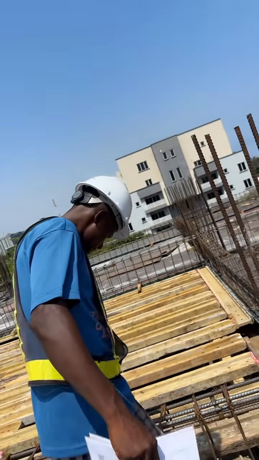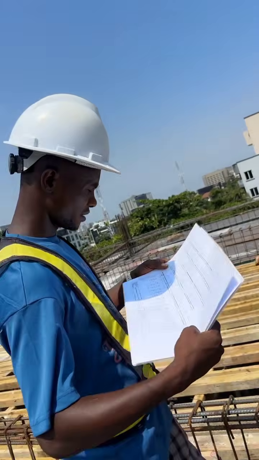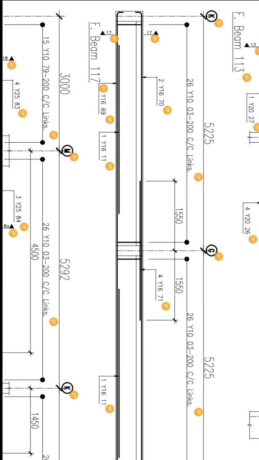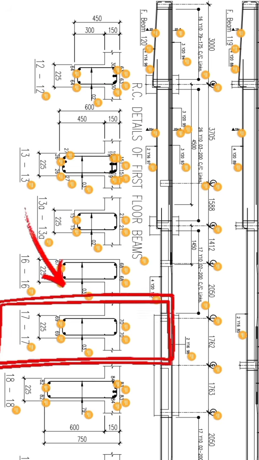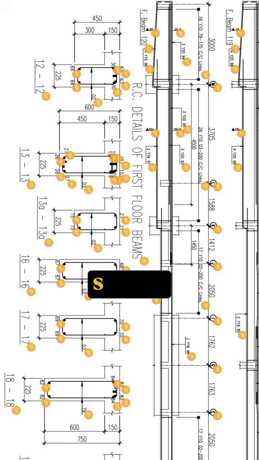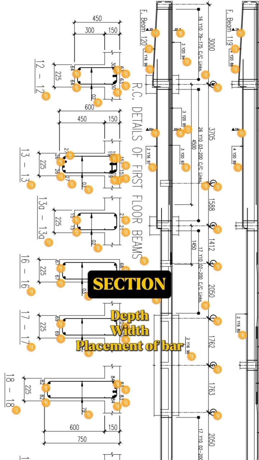After getting that, that is not the end where you need to stop. You can see that there is a section cut here. This is a sign that a section was cut on this beam. So it means the next place you need to go is the section of the stirrup. You come to the section of the stirrup and look for 17. In this place, this is where you are going to get the actual depth of the beam, the actual width of the beam, and the placement of the reinforcement.